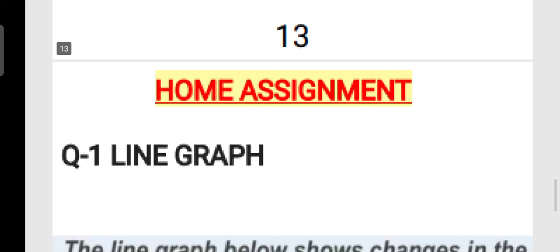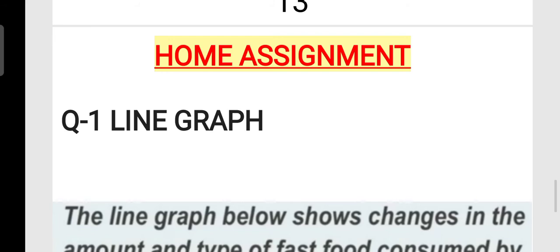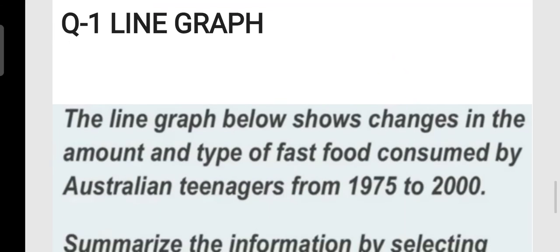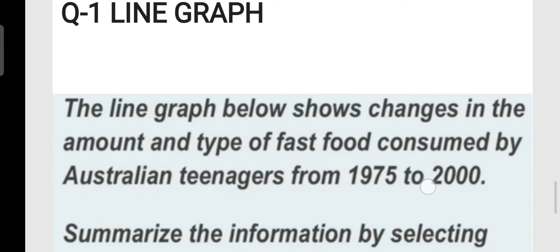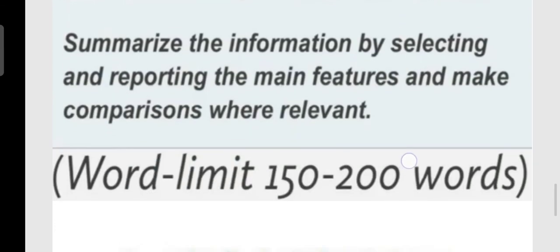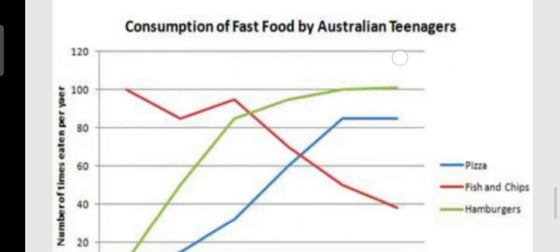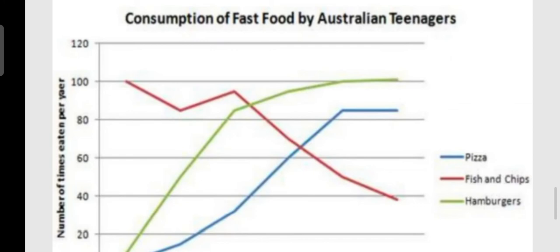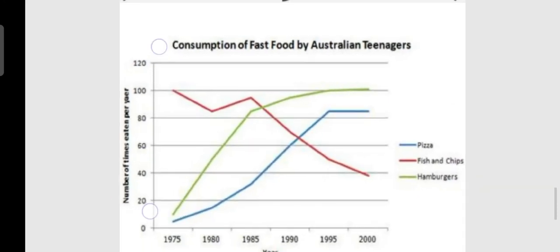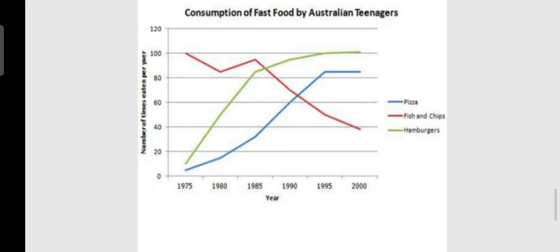Now the next one: we are given 2 questions which you have to solve yourself. This is also your assignment for this week. The line graph below shows changes in the amount and type of fast food consumed by Australian teenagers from 1975 to 2000. Summarize the information by selecting and reporting the main features and make comparisons where relevant. The word limit is 150 to 200 words. This is your graph. You can check this graph. Pizza, fish and chips, hamburgers, and these are the figures given.